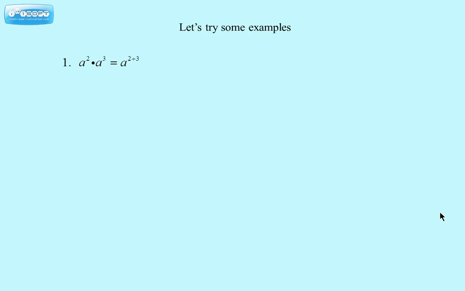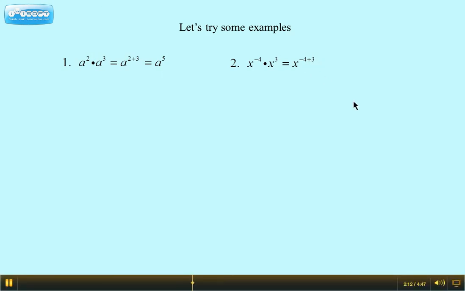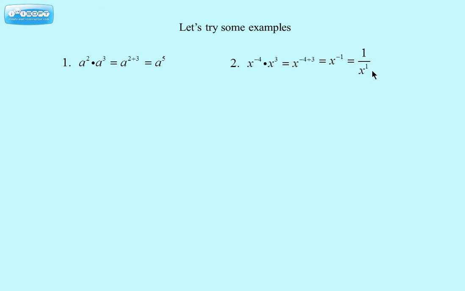Here's a simple example. a squared times a cubed equals a to the 5th. Here's another straightforward example. x to the negative 4th times x cubed equals x to the negative 4 plus 3, and that's x to the negative 1, or we could write it as 1 over x to the 1. When you cross this line, you would change the sign of the exponent. Either of these answers is okay with me, but please note that some teachers require positive exponents in their answers.